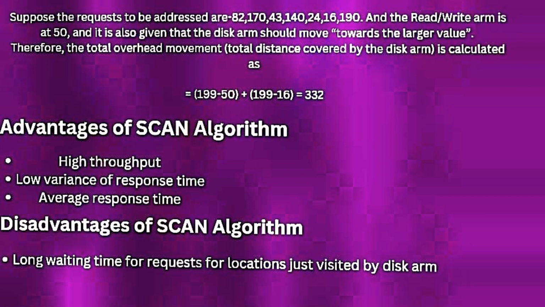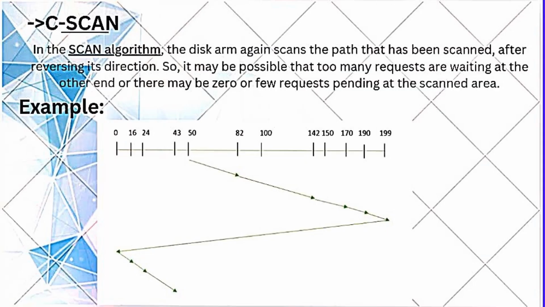After that, the advantages: high throughput, low variance, and good average response time. Disadvantages of the SCAN algorithm: long waiting time for requests for locations just visited by the disk arm.